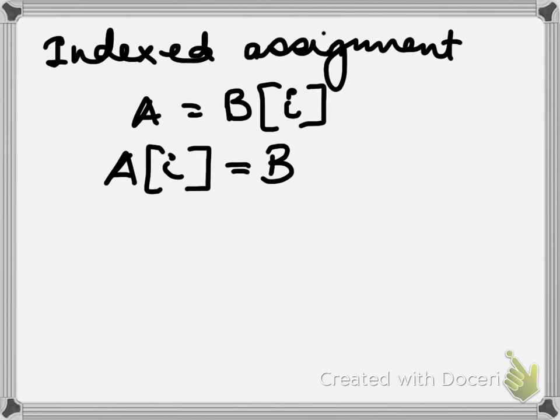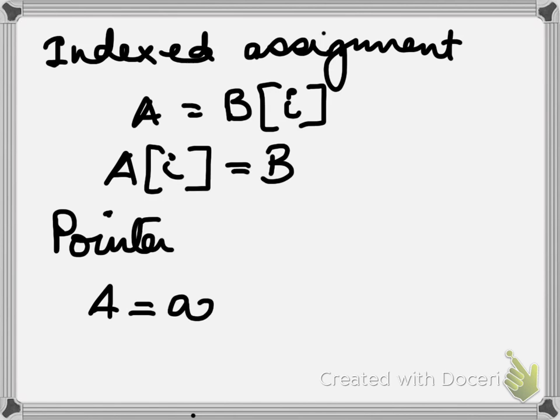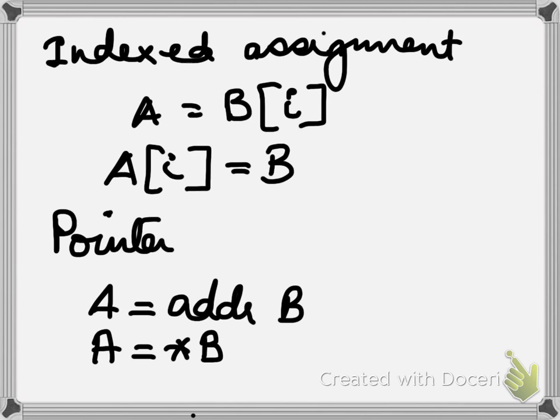Then I can have pointer operations, like say A is holding the address of B. This is a pointer assignment. A is the address of B, or A is star B, or star A is B. All these are pointer assignment statements, and they can be represented using three address codes. Now comes the implementation part of it.